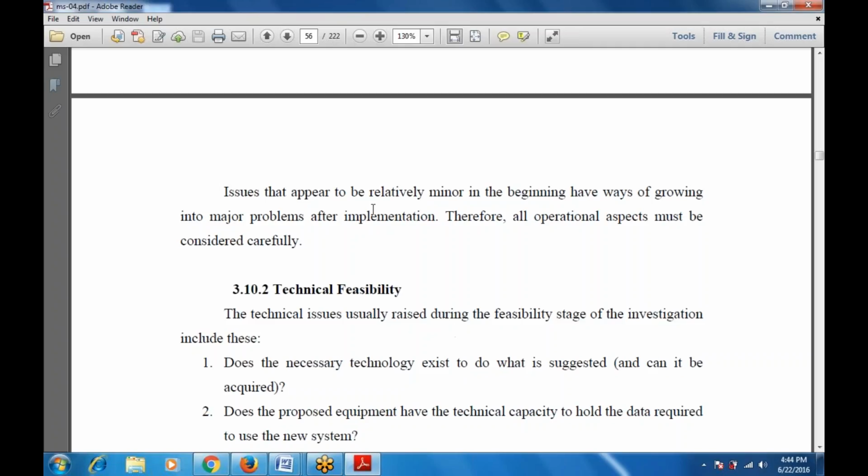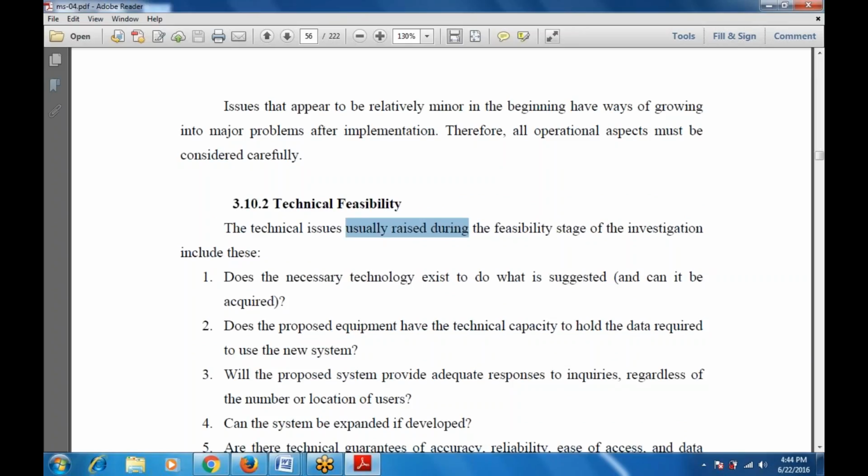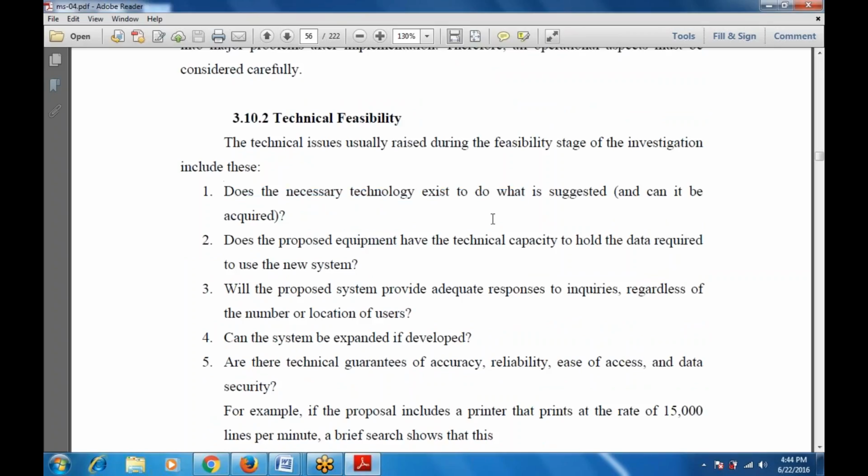Next one is the technical feasibility. Technical issues usually raised during the feasibility stage of the investigation include: does the necessary technology exist to do what is suggested? That means, is the necessary technology already available, and can it be acquired? Does the proposed equipment have the technical capacity to hold the data required to use a new system? Will the proposed system provide adequate response to inquiries regardless of the number or location of the users? Can the system be expanded if developed?